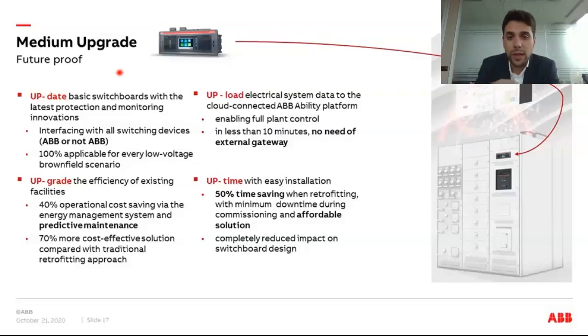You can start saving immediately, as you can save even up to 40% of the operational costs thanks to the predictive maintenance, which Valeria will show you later on. You can have a 70% cost saving, and this is a 70% more cost-effective solution compared to the traditional retrofittings. Finally, you are also saving time when performing the upgrade with the eKeep, and you can save even up to 50% of the time when retrofitting your installation with the affordable solution.